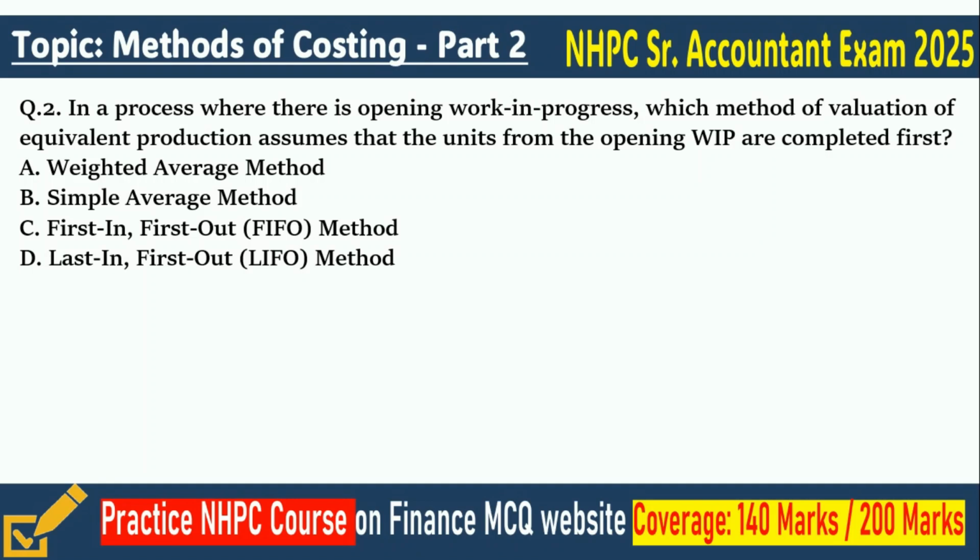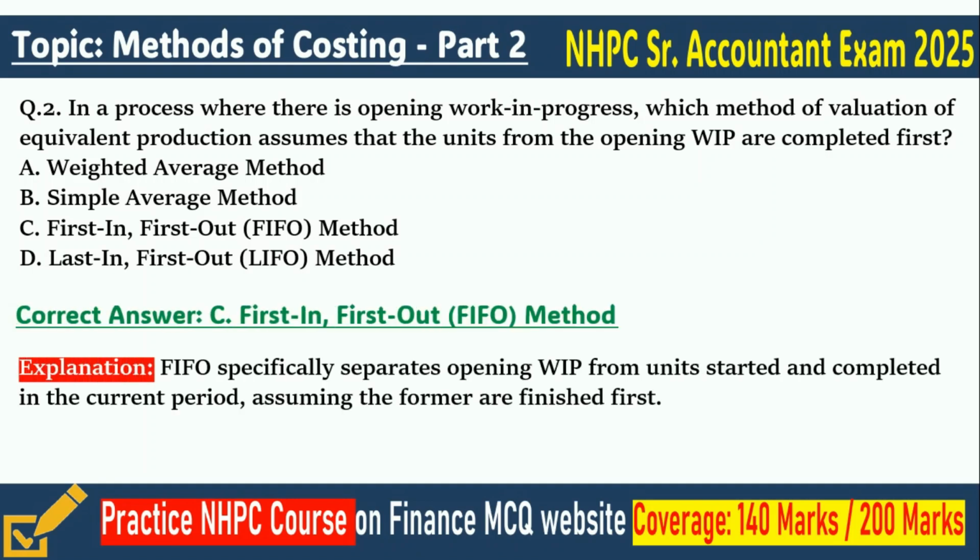It should be option C, FIFO method. So friends, FIFO specifically separates opening work in progress from units started and completed in the current period, assuming the former are finished first. Moving on.